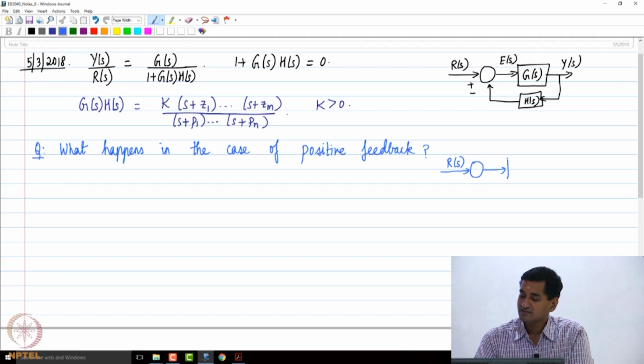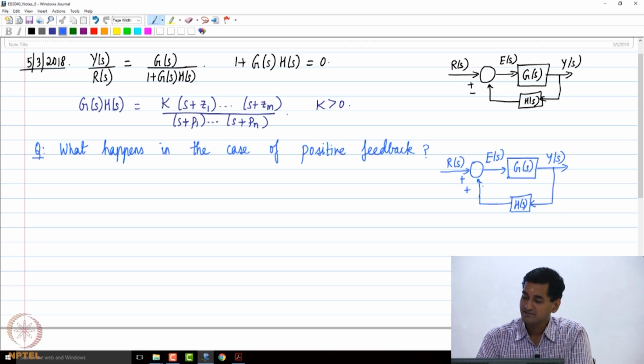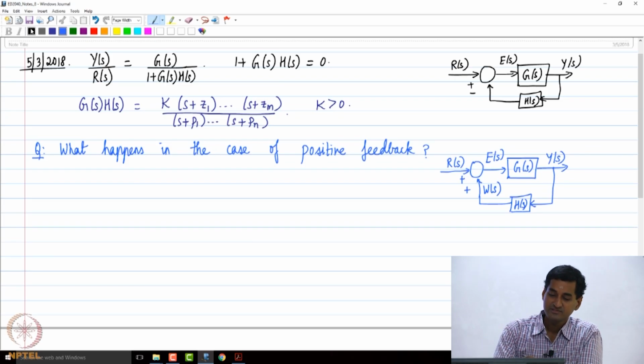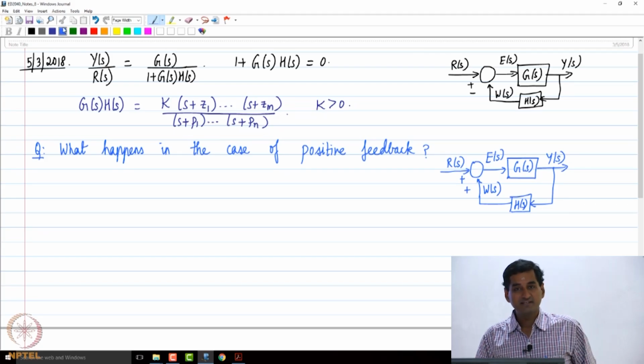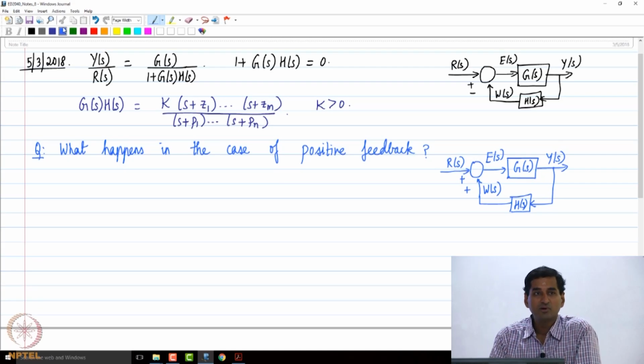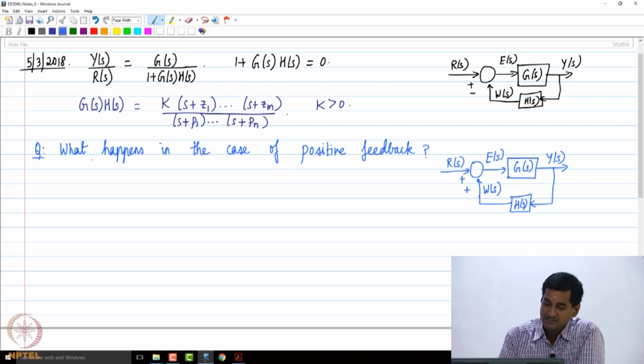Everything else remains the same other than the fact that at the summing junction I am going to sum the two signals, rather than subtracting them as we did before. So let us say we had a structure like this, and this was our signal W of s. With positive feedback, what happens to the steps involved in the construction of the root locus? Let's answer that question, and let's do an example today.